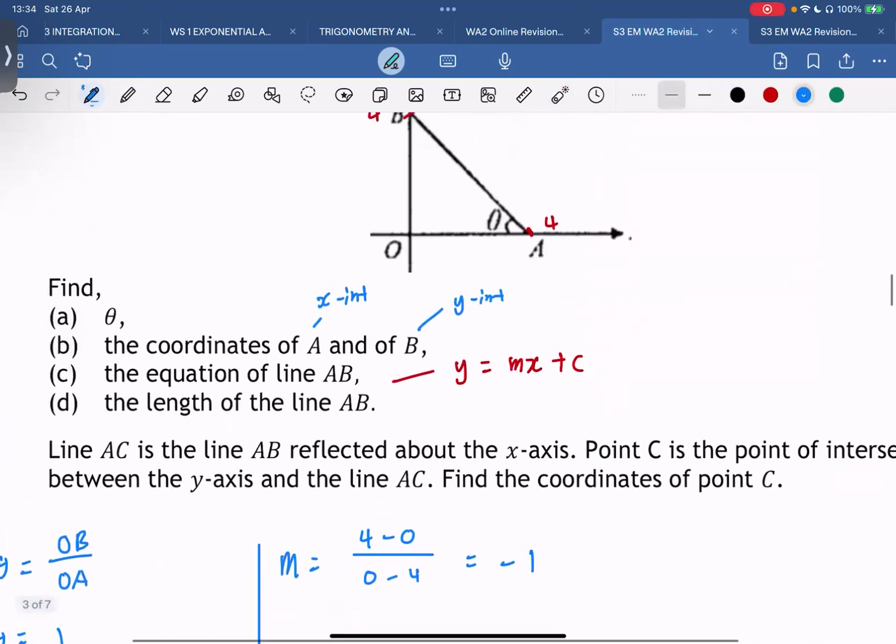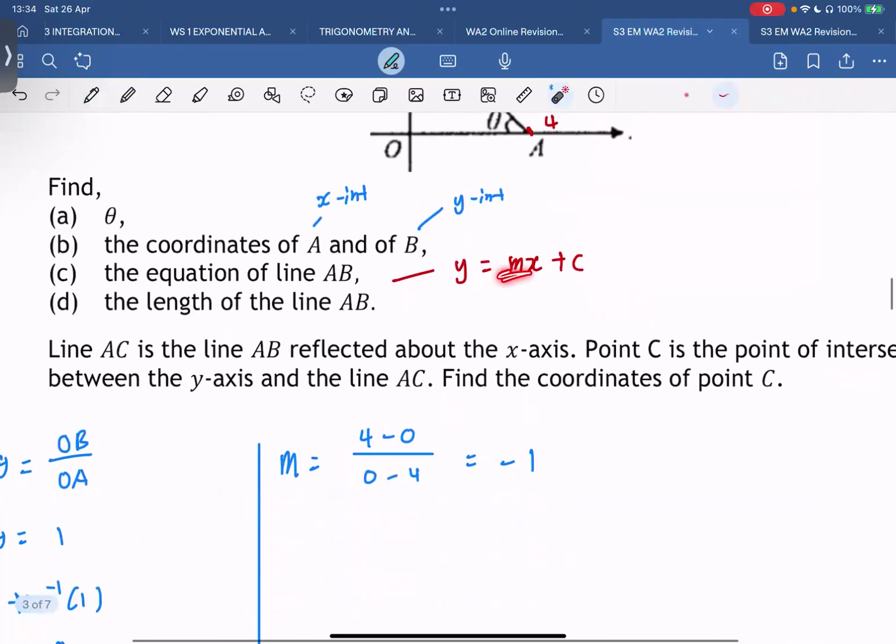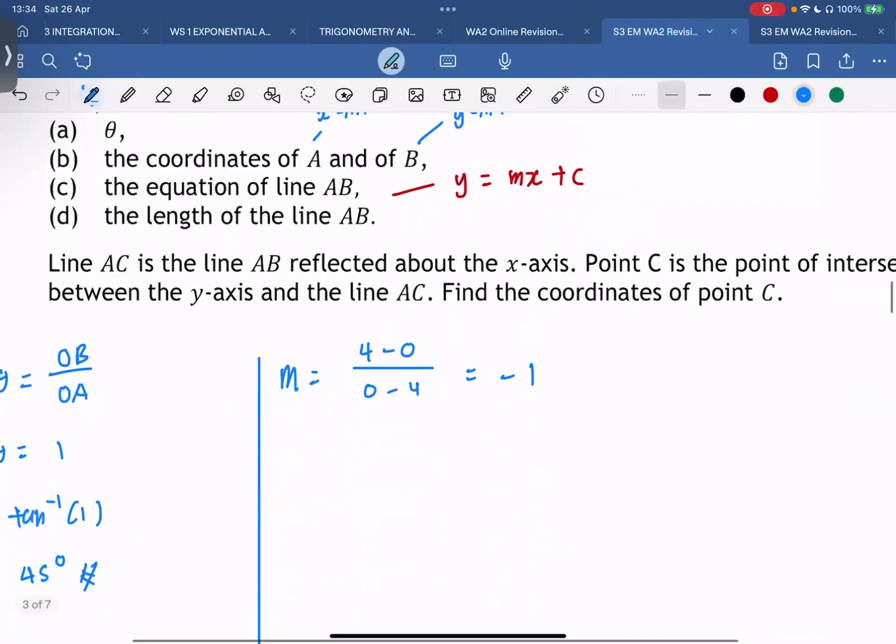So now since we have the value of m and the value of c, we just simply sub it in. So the equation of AB is just y = -x + 4.